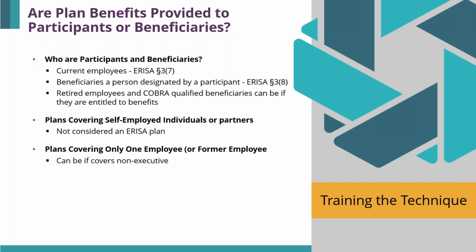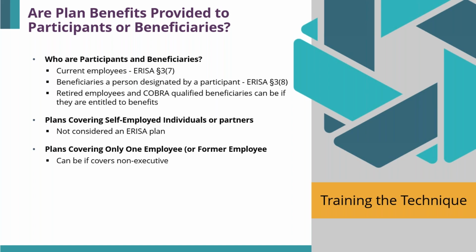Are the plan benefits provided to participants and beneficiaries? Who are participants and beneficiaries? They can be current employees. Beneficiaries are persons designated by the participant, usually a spouse or children. And it can also include retired employees, and COBRA qualified beneficiaries who can be entitled to benefits, and those are considered to be participants or beneficiaries.